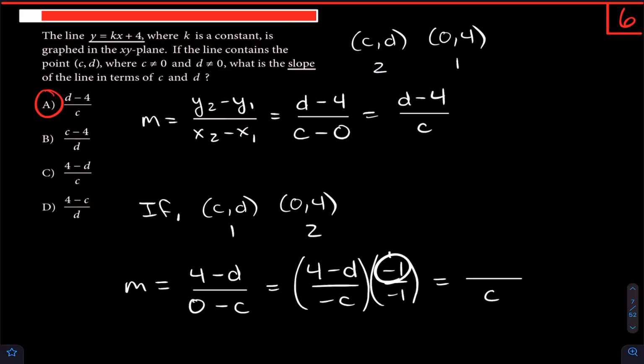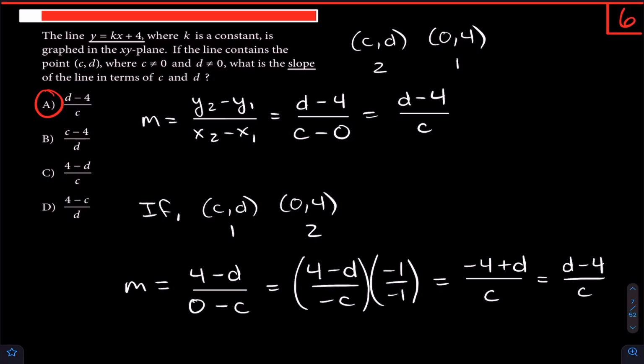And in the numerator, if we multiply -1 to the 4, that'll give us a -4. Multiply the -1 to the -d, that gives us a positive d. And so now you get -4 plus d. You're almost done. Just switch the order of these two. And that gives you your answer.